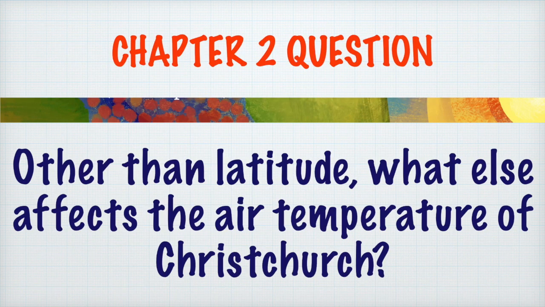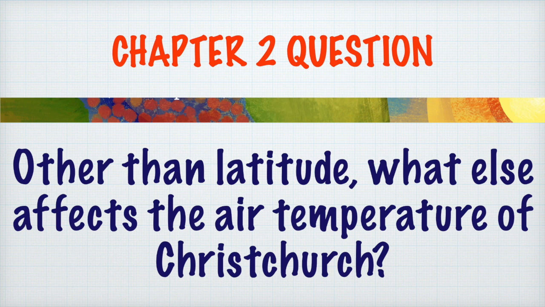So let's go back to the chapter 2 question. Other than latitude, what else affects the air temperature of Christchurch? The amount of sun didn't change, but we did have a change in air and ocean. One way air gets energy is when energy is transferred from the ocean to the air. Over the next few lessons, we will focus on ocean temperature to see how it might affect the air temperature of Christchurch during El Nino years. And we already got evidence in our last lesson that there is a change in the ocean temperature. So we're going to look in ways that this could have an effect.